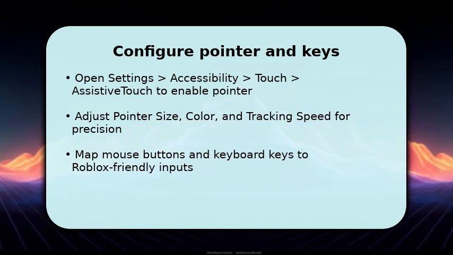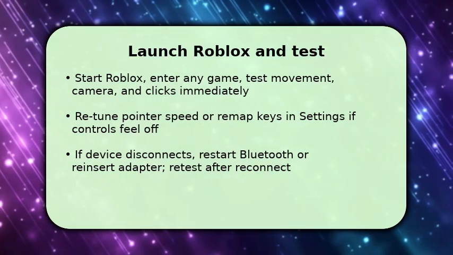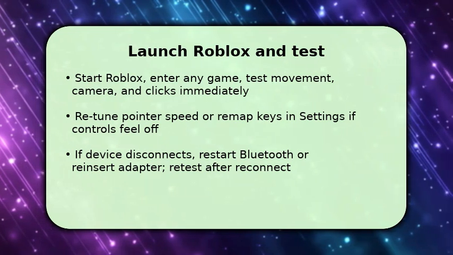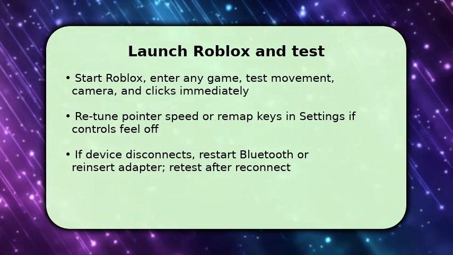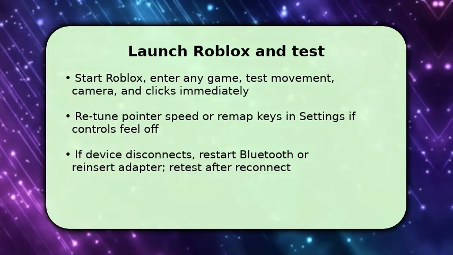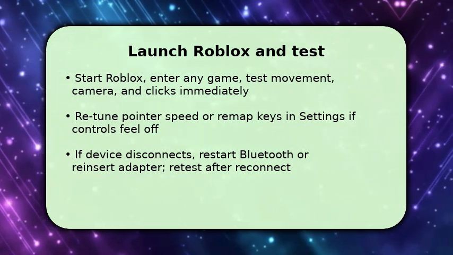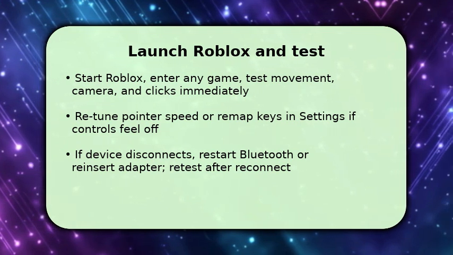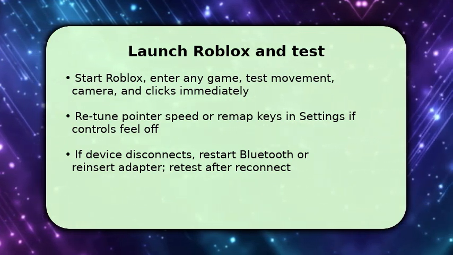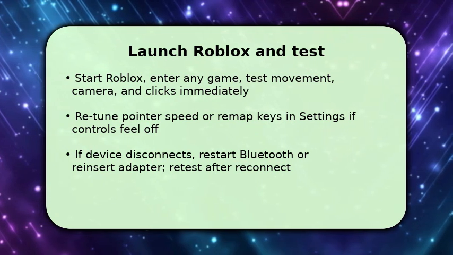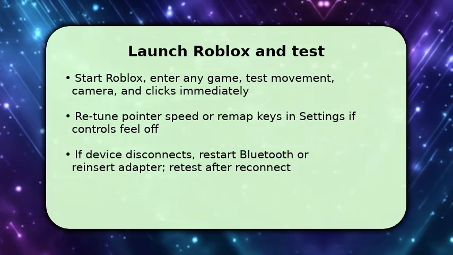You finish by launching Roblox and verifying everything works in-game. Join a low-risk server or test place and walk, run, and look around using your keyboard and mouse. Use the mouse to aim and the keyboard for movement. If camera or click behavior is off, make incremental pointer or key mapping adjustments, because small changes yield big improvements.